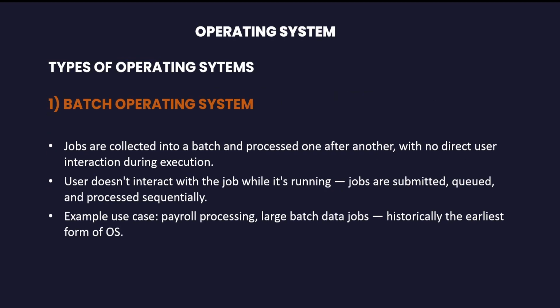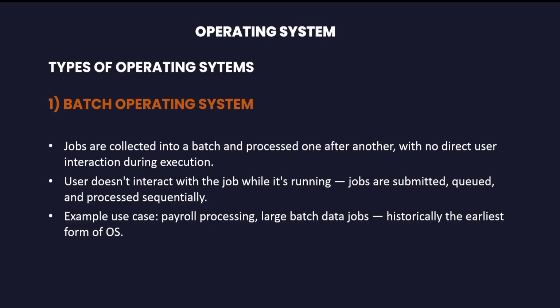Types of operating systems. First is batch operating system. Jobs are collected into a batch and processed one after another with no direct user interaction during execution. So how does it work? Users submit tasks to an operator. The operator then groups similar jobs together and feeds them to the computer to run sequentially. So the user does not interact with the job while it's running. Jobs are submitted, queued, and processed sequentially. Example use case, payroll processing, large batch data jobs.